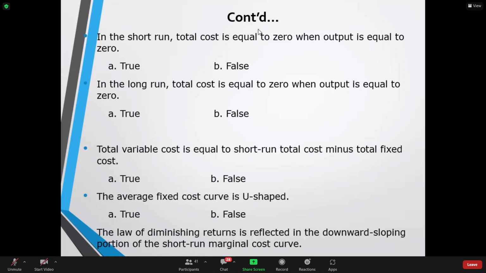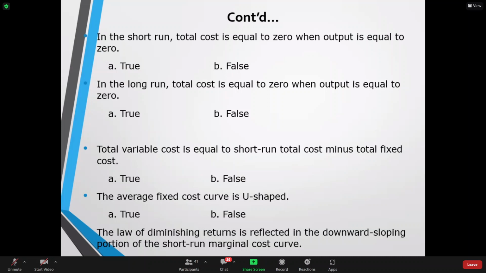Yes. False. Average fixed cost is not U-shaped. It's only the average total cost, right? So average fixed cost is always declining, going to infinity, right? So that is not U-shaped. It's always decreasing. Okay. Answer B. Right. Next one.